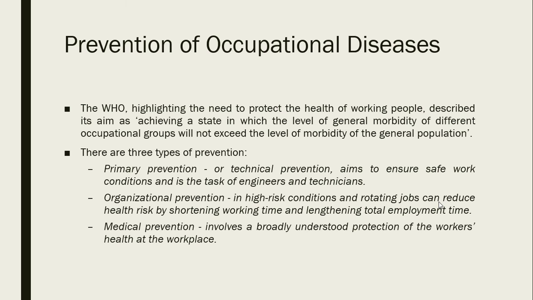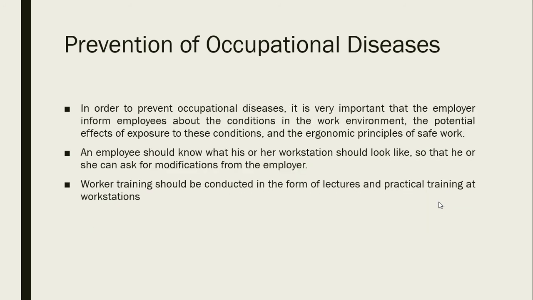Next is we have the organizational prevention. So in high risk conditions, rotating jobs can reduce health risk by shortening working time and lengthening total employment time. And then last but not the least is we have the medical prevention. It involves a broadly understood protection of the worker's health at the workplace. In order to prevent occupational diseases, it is very important that the employer inform employees about the conditions in the work environment, the potential effects of exposure to these conditions, and the ergonomic principles of safe work.